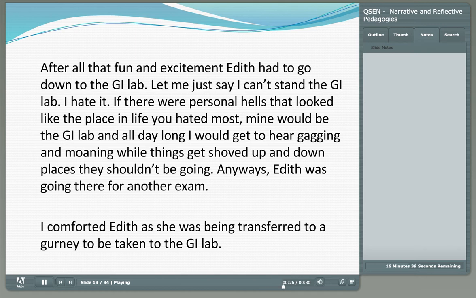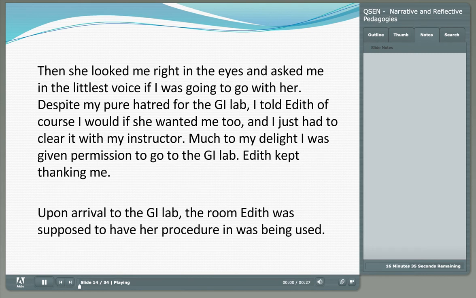I comforted Edith that she was being transferred to the gurney to be taken to the GI lab. Then she looked me right in the eyes and asked me in the littlest voice if I was going to go with her. Despite my pure hatred for the GI lab, I told Edith of course I would if she wanted me to, and I just had to clear it with my instructor. Much to my delight, I was given permission to go to the GI lab.